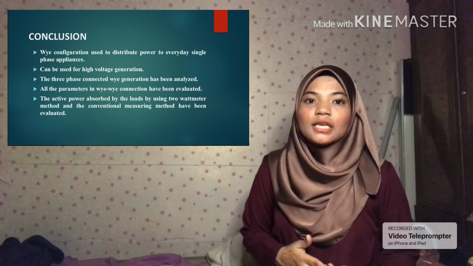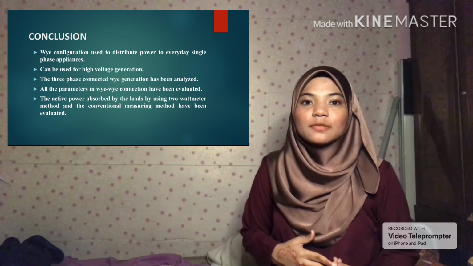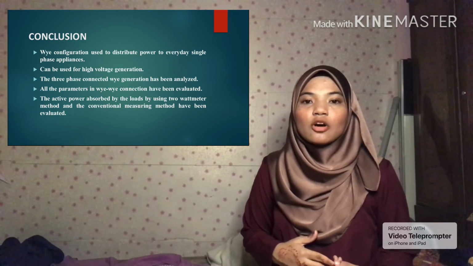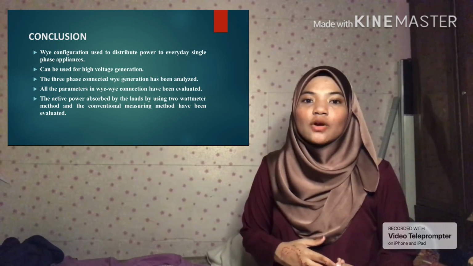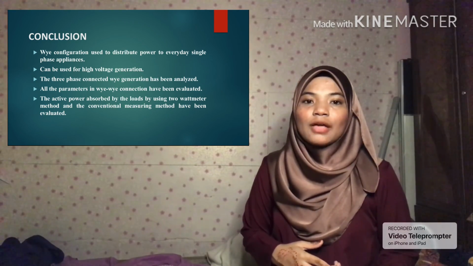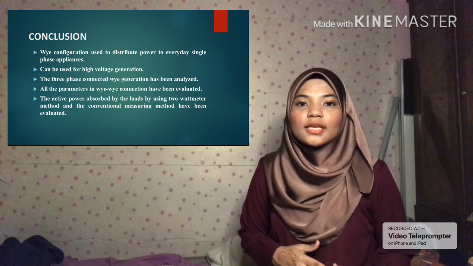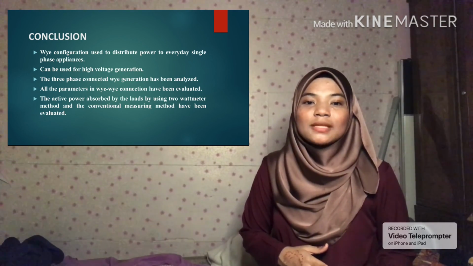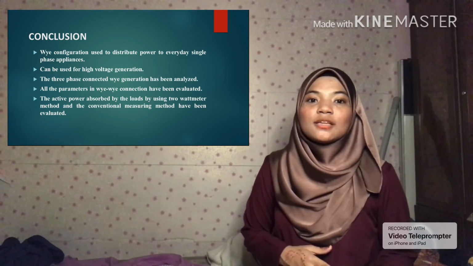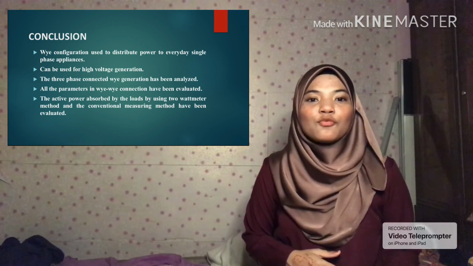In this experiment, the three-phase connected generator in the electrical system has been analyzed, and all the parameters of Y-Y connection in the context of transmission and load impedance, currents, and voltage drop have been evaluated. Lastly, students are also able to evaluate the power absorbed by using the 2 wattmeter method and a conventional measurement method. This experiment has been validated with simulation of Y-Y connection.